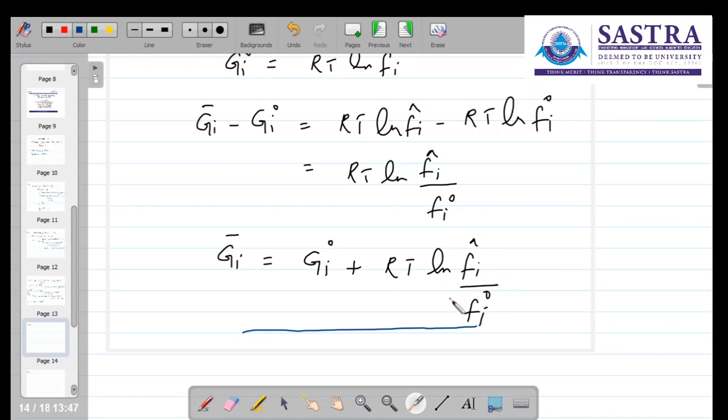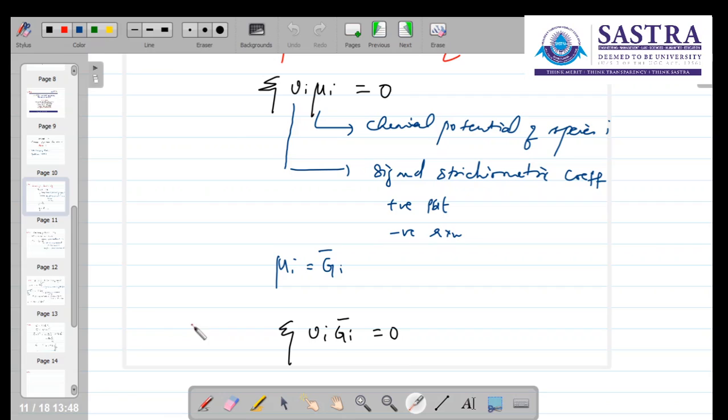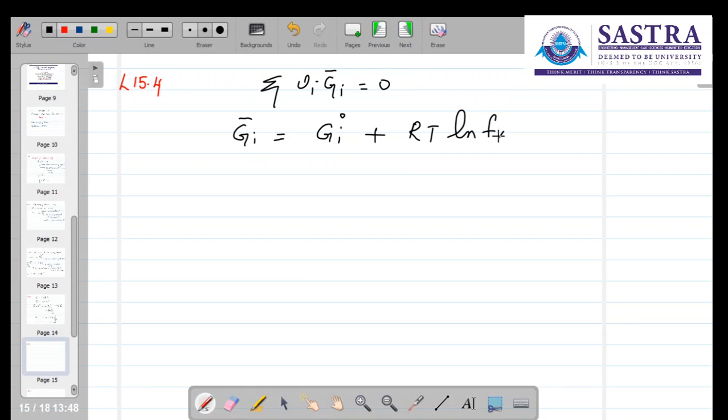So that is why this is Fi cap to the fugacity of the pure component, but the pure component is evaluated at the standard state. Now we are going to utilize this expression into the criteria of reaction equilibrium that we saw here. So the criteria for reaction equilibrium, as we know, is sigma mu I Gi bar is equal to 0, and we have here Gi bar is equal to Gi naught, the standard state, plus RT ln Fi cap divided by Fi naught.